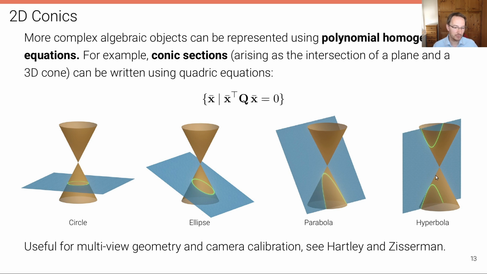This is very useful for multi-view geometry and camera calibration, but we're not going to discuss this in great detail here in this lecture. There's an entire book written around this, the Hartley and Zisserman book, which I recommend having a look at in case you're interested in more details about this type of representation and how it relates to camera calibration.